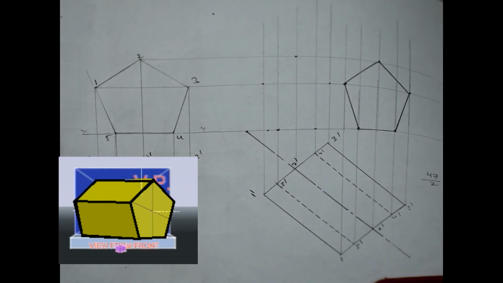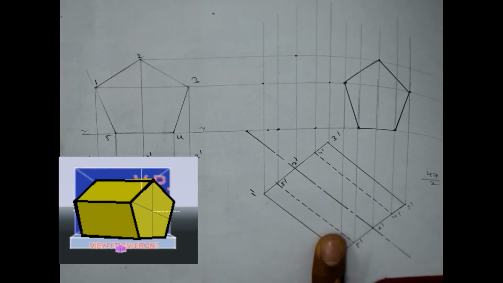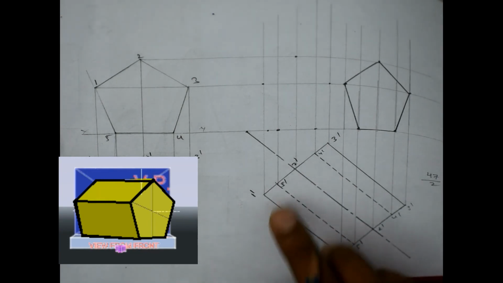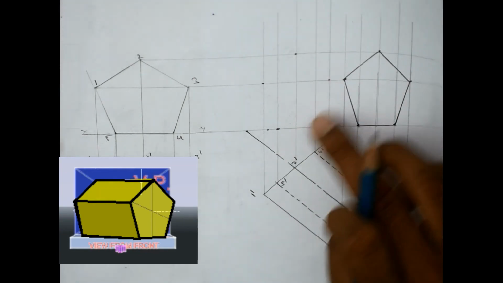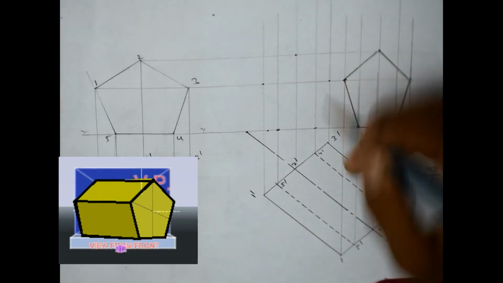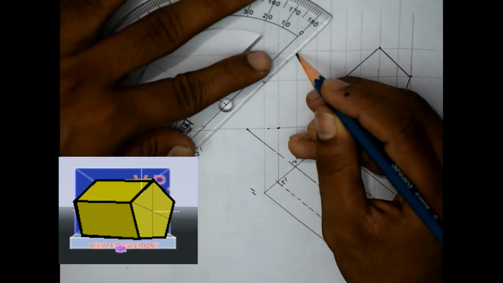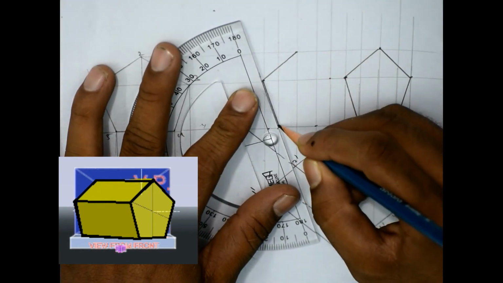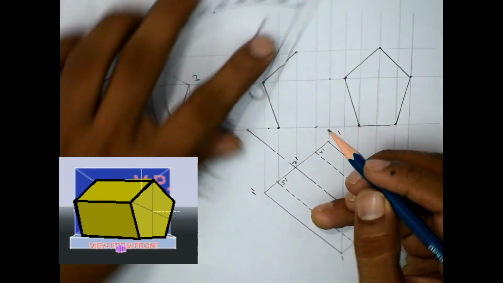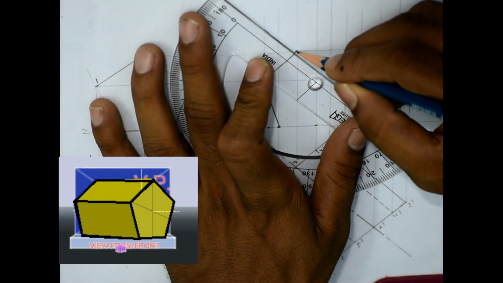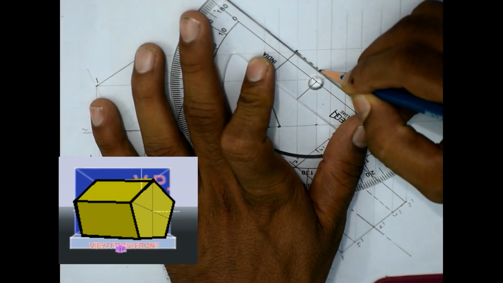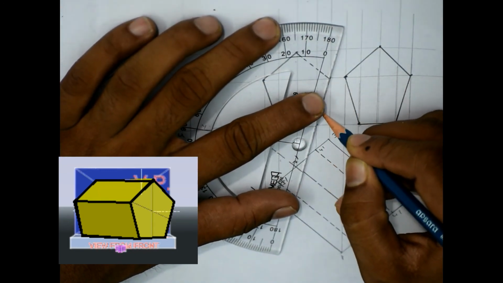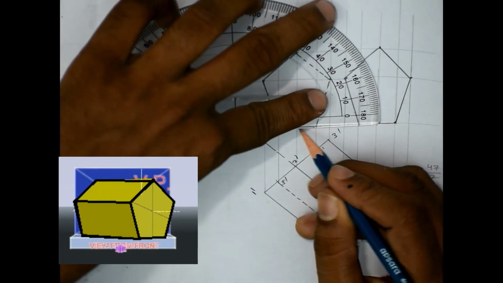But one thing you need to observe, as we are seeing from the front, only these two corners will be visible, but this portion inside will not be visible to us. That is why we will draw this in dotted lines. I will show you now. This is visible, this is visible, and this we have to take in dashed lines. This portion also in dashed lines.